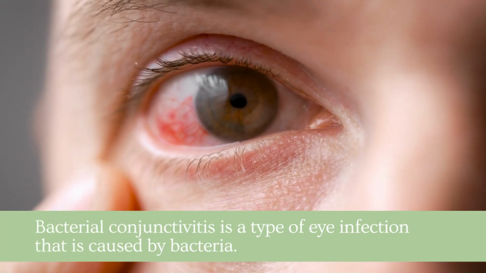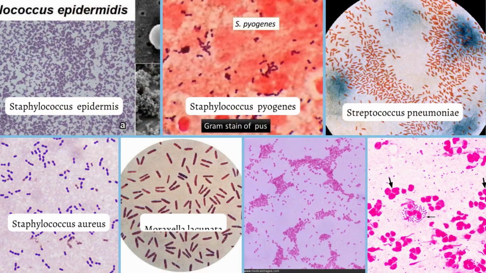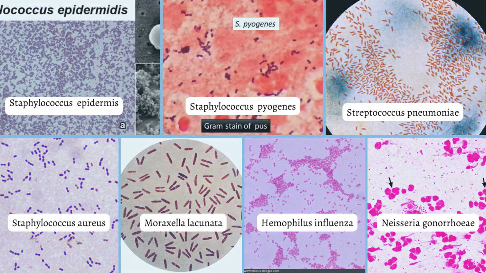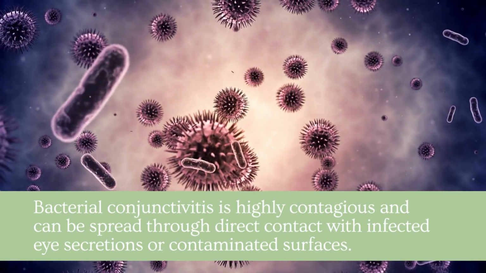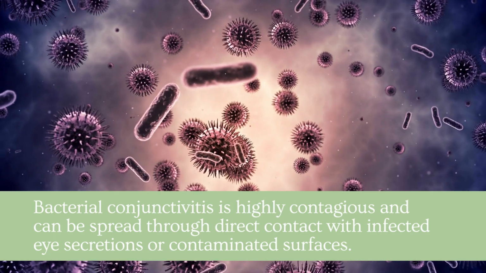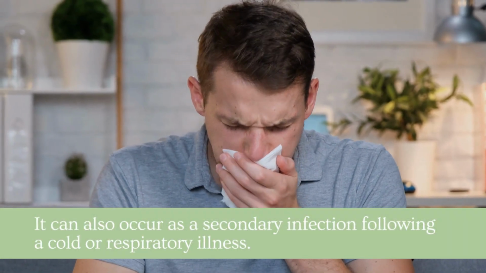Bacterial conjunctivitis is a type of eye infection that is caused by bacteria, such as Staphylococcus aureus, Staphylococcus epidermidis, Streptococcus pyogenes, Streptococcus pneumoniae, Haemophilus influenzae, Moraxella lacunata and Neisseria gonorrhoeae. Bacterial conjunctivitis is highly contagious and can be spread through direct contact with infected eye secretions or contaminated surfaces. It can also occur as a secondary infection following a cold or respiratory illness.